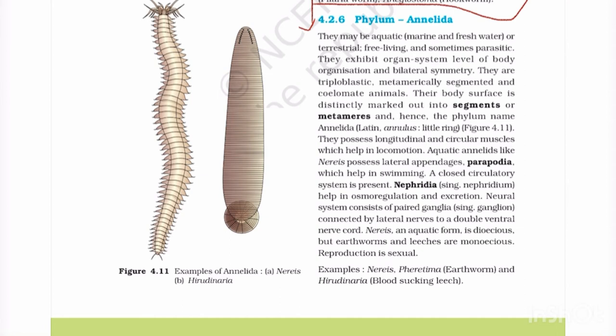Aquatic annelids like Nereis possess lateral appendages, parapodia, which help in swimming. A closed circulatory system is present. Nephridia help in osmoregulation and excretion. Neural system consists of paired ganglia connected by lateral nerves to a double ventral nerve cord. Nereis, an aquatic form, is dioecious, but earthworms and leeches are monoecious. Reproduction is sexual. Examples: Nereis, Pheretima, earthworm, and Hirudinaria, blood-sucking leech.